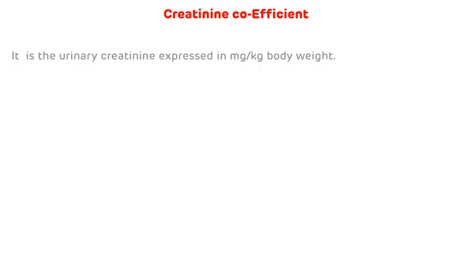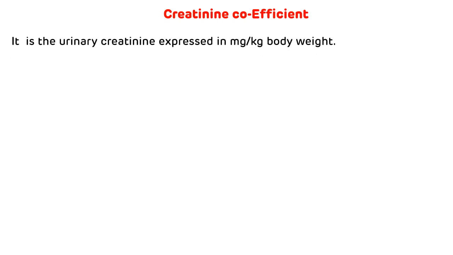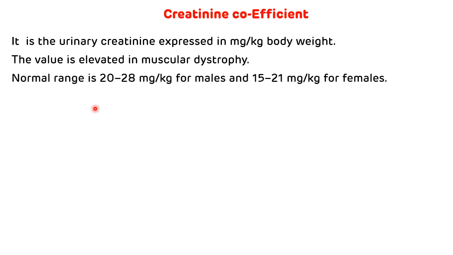Now we will see creatinine coefficient. It is the urinary creatinine expressed in milligram per kg of body weight. Value is elevated in muscular dystrophy, and the normal range is 20 to 28 milligram per kg for males, and for females it is 15 to 21 milligram per kg.